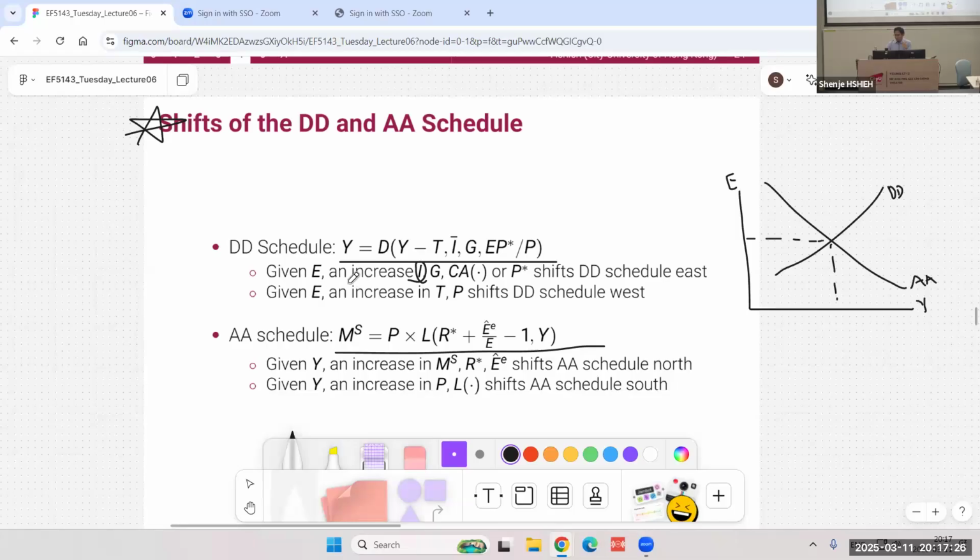So in this case, suppose there is an increase in I, just for the sake of demonstration. So how do you think about this? Well, look at this equation. Let's hold E constant. So let's just say it doesn't change.